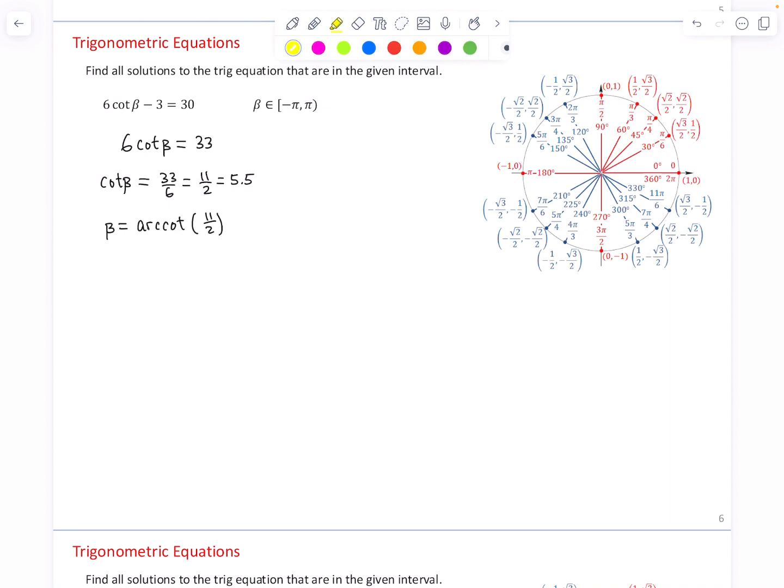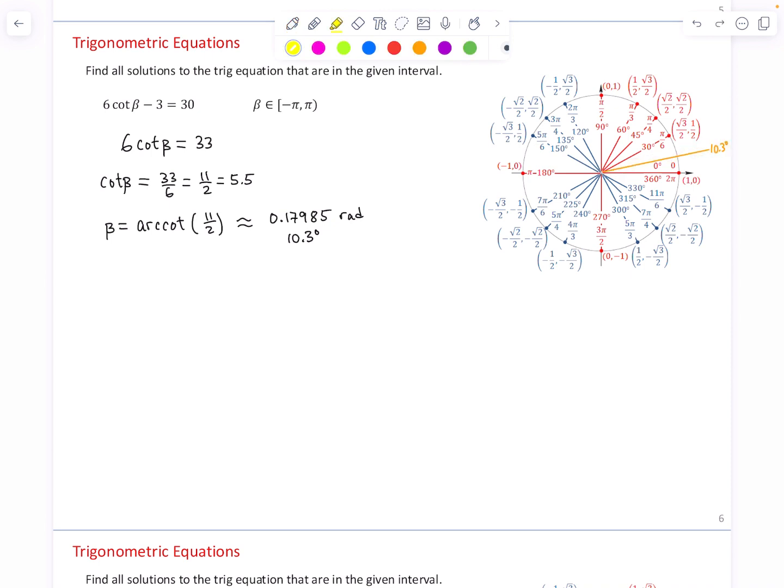Now remember that the arc cotangent has a range of 0 to pi, so it'll give us a first or second quadrant answer. But because we're doing arc cotangent of a positive, we know that our angle will be somewhere here in the first quadrant. Reaching for a calculator, in radian mode, we get approximately 0.17985 radians, which is about 10.3 degrees. Now we're going to work entirely in radians, as we have been doing for this entire lesson, but I know this angle is roughly in this area right here.